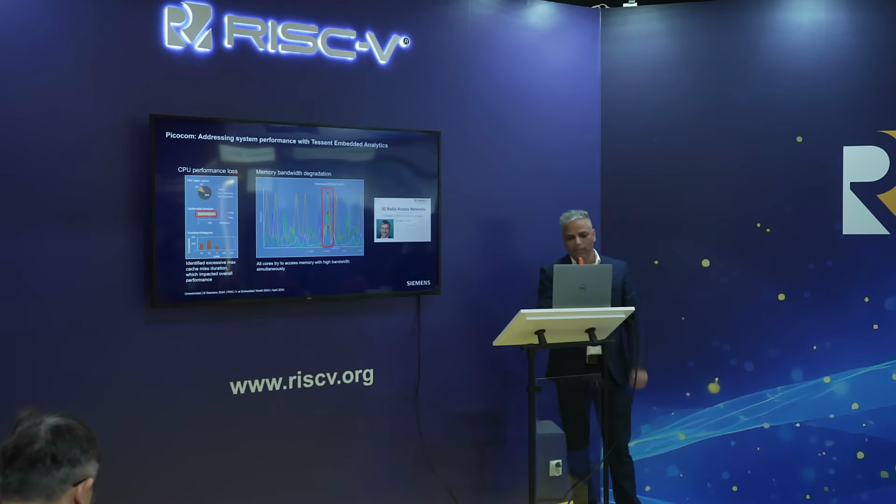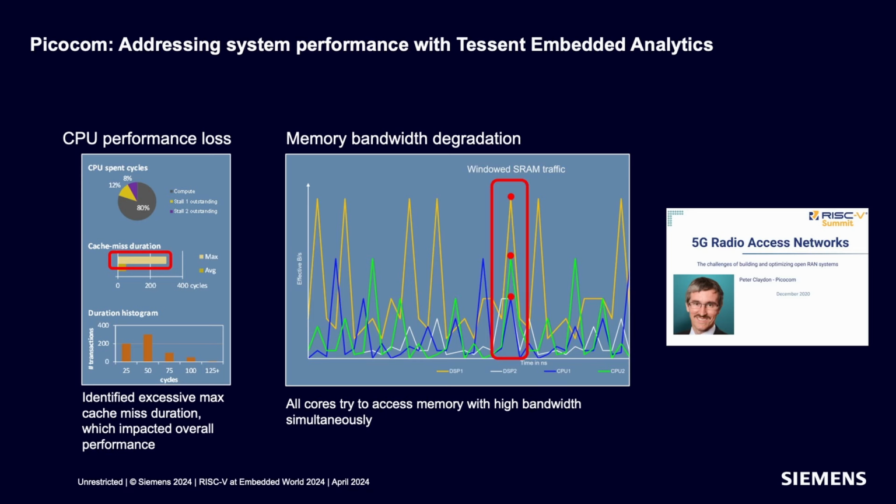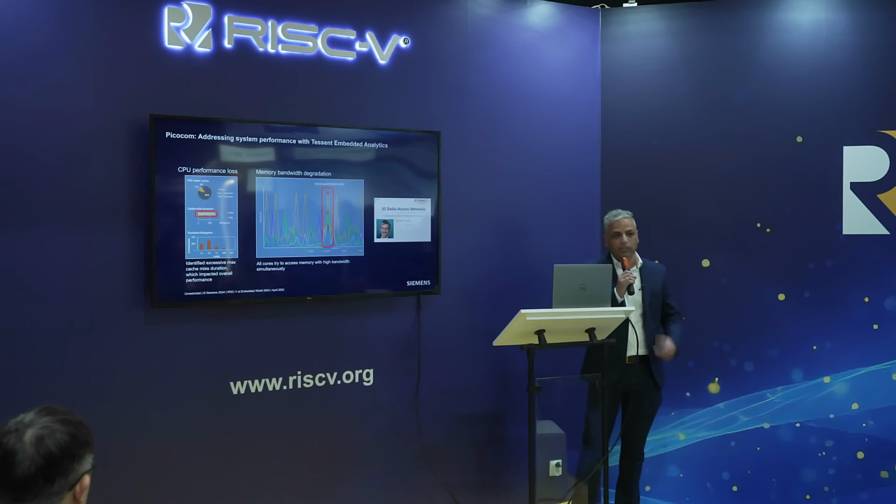And in the second case, the second picture we are showing, which is CPU performance loss, they used our bus monitor to calculate basically the minimum, maximum, and average cache traffic. By monitoring them, they were able to detect how much time was spent in this cycle and accordingly identify the CPU performance there. They were able to basically get rid of the problems they had in their system by using embedded analytics.